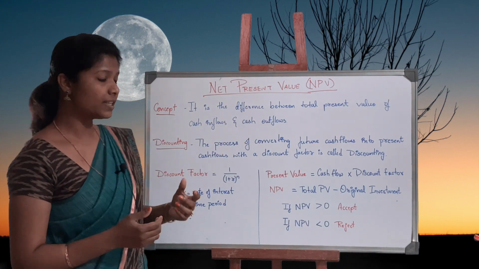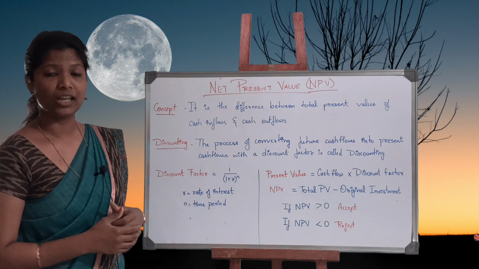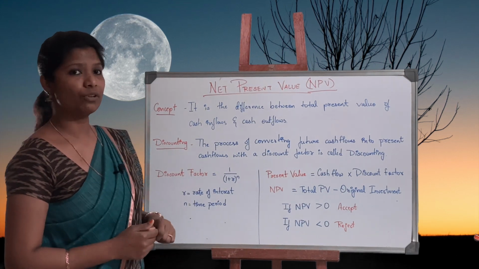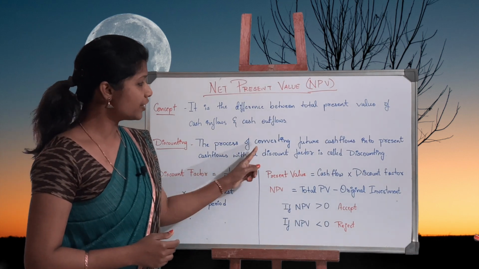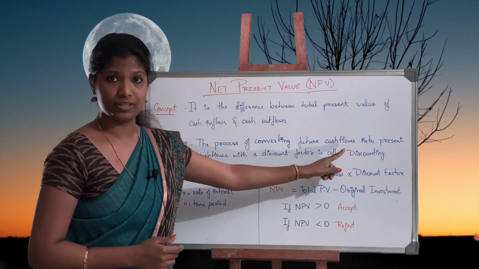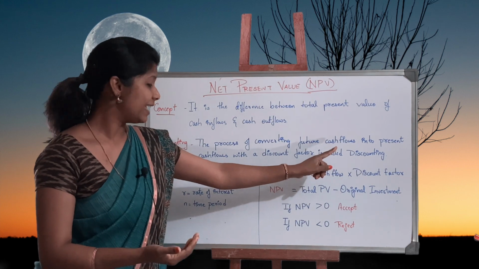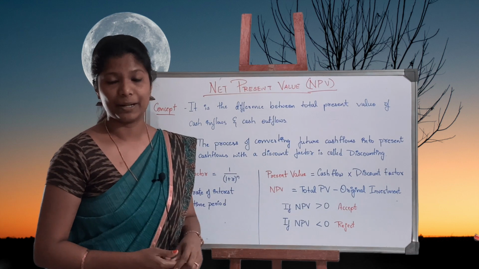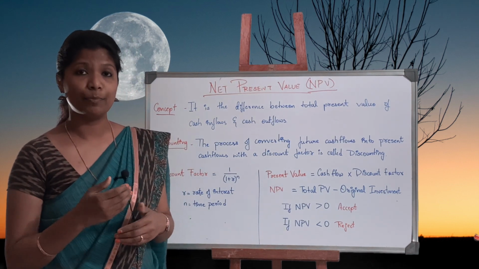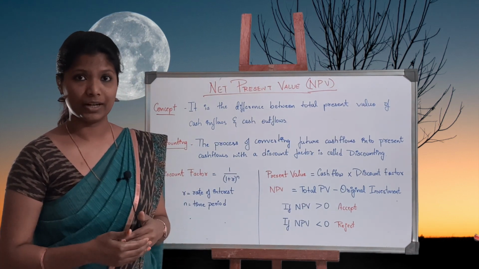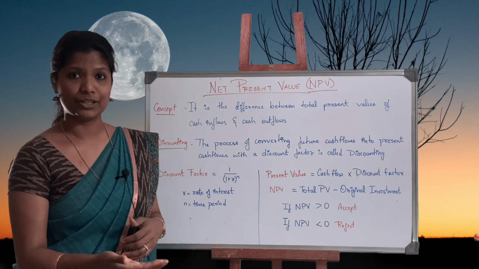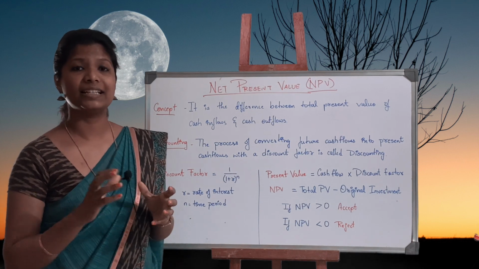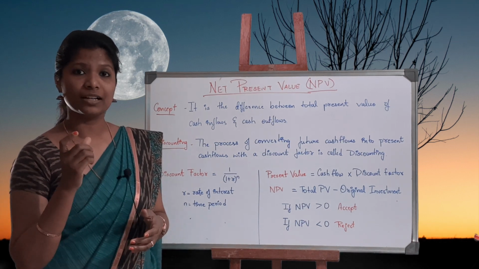There is a process involved called discounting. How do I convert that into present value? By using the discounting process. The process of converting future cash flows, that is the earnings on my investment, into present cash flows with a discount factor is called discounting. So what is discounting? The entire process of how I convert my future earnings or investment into its value today is called the discounting process. So it uses a discount factor.